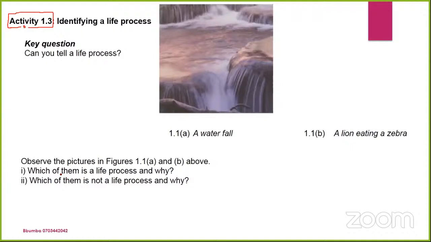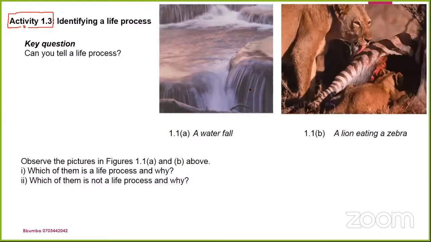Now, which one of them is a life process? If you compare this picture of the waterfall and this picture of a lion eating a zebra, you can see it here. This is a lioness, a mother lion, and this is a zebra that was being fed on. Okay, they were in a game park in Serengeti. I don't know whether you know where Serengeti is. Serengeti National Game Park in Kenya.